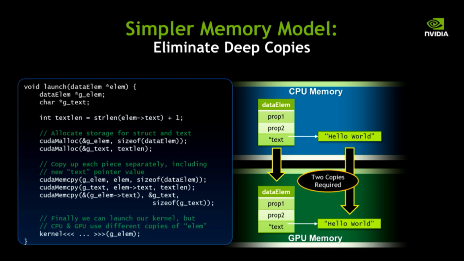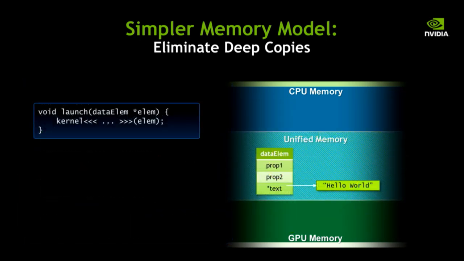But with unified memory, all we do is make sure we use CUDA malloc managed to allocate the struct and the string, and now we can just launch the kernel and pass it the structure directly, and it just works.